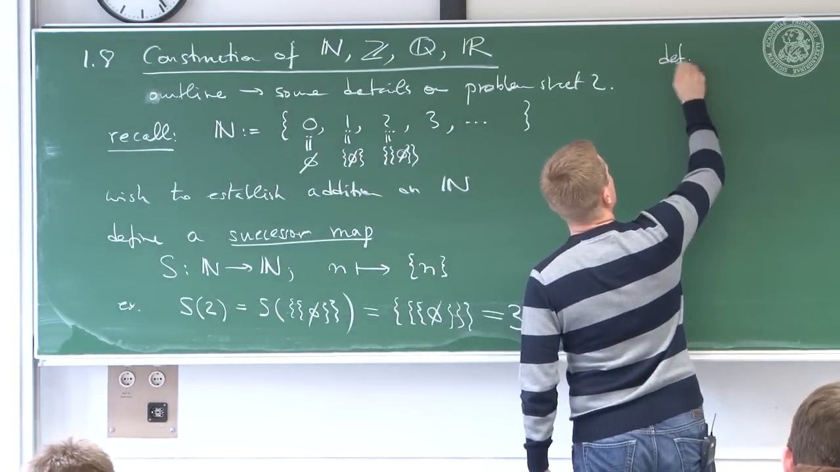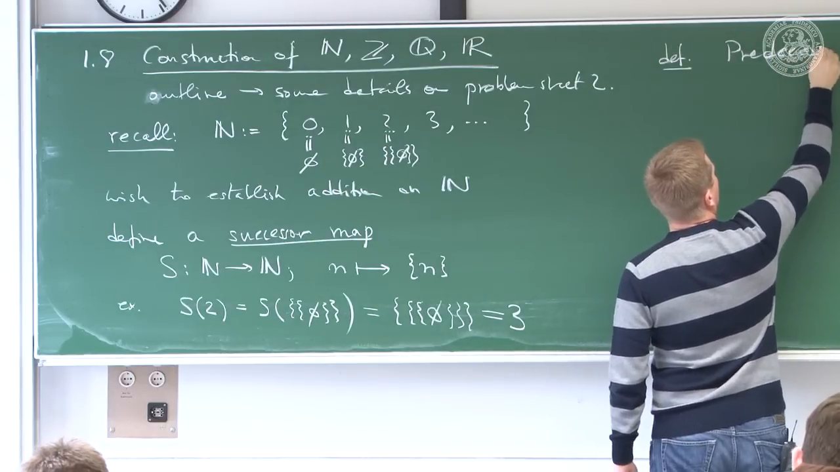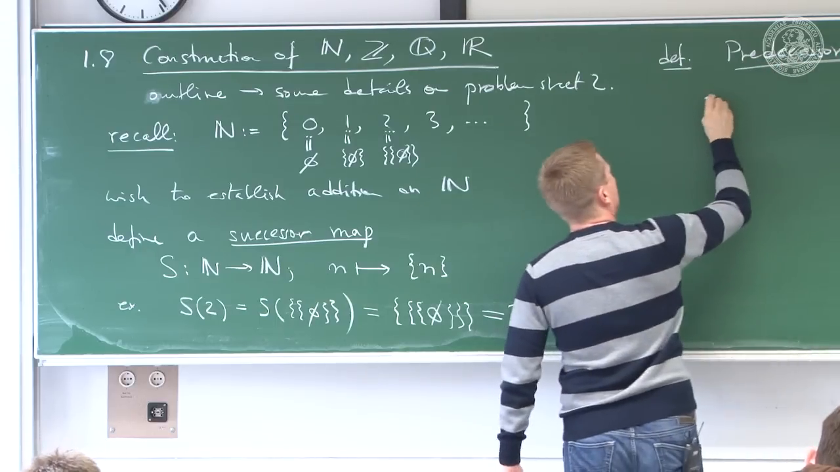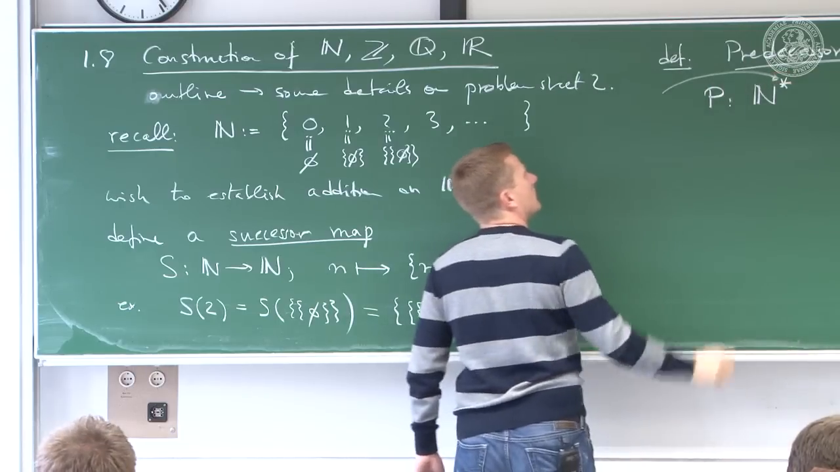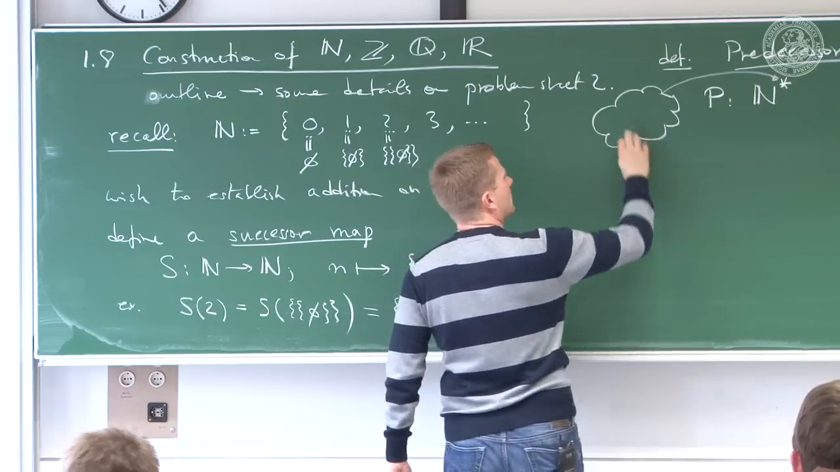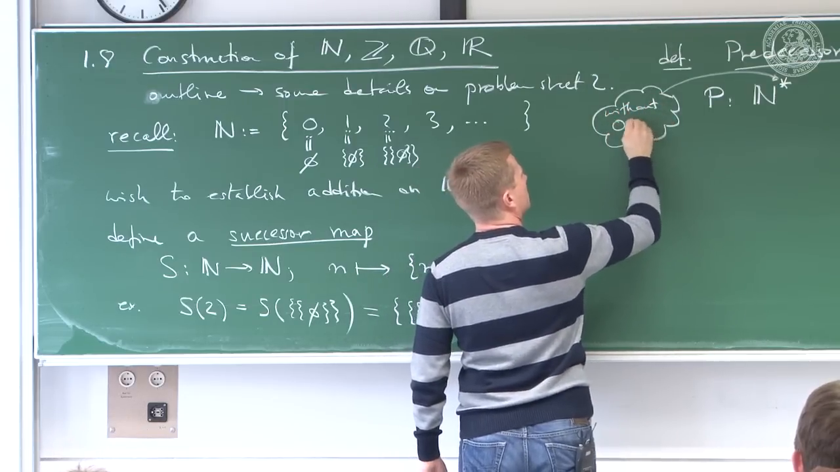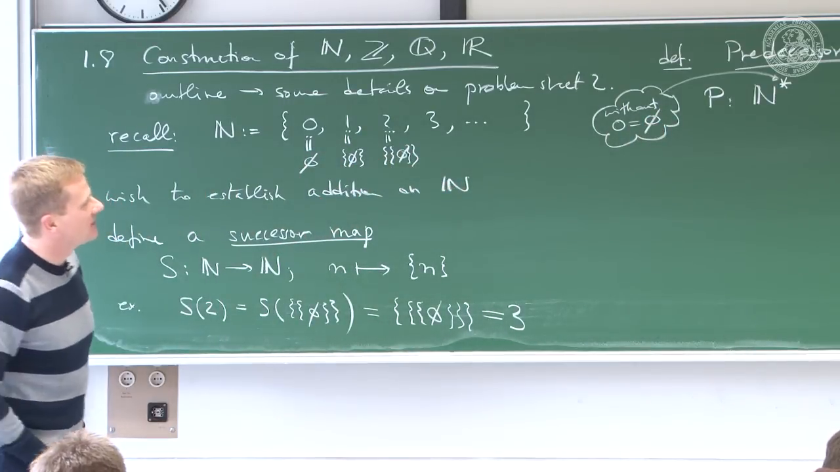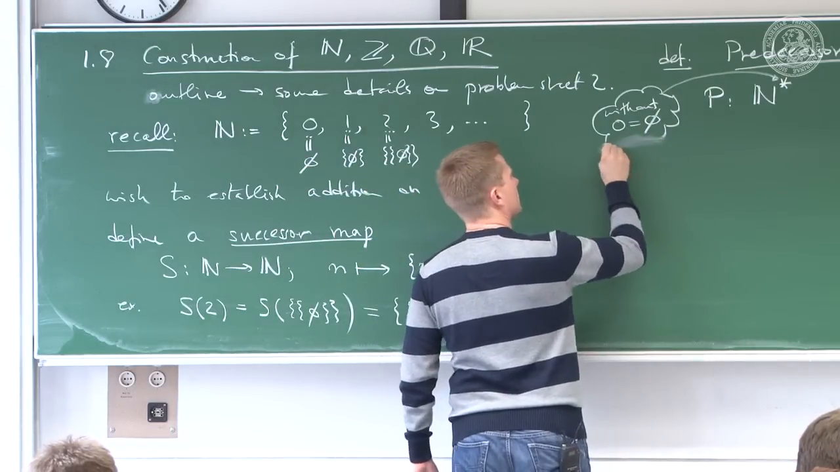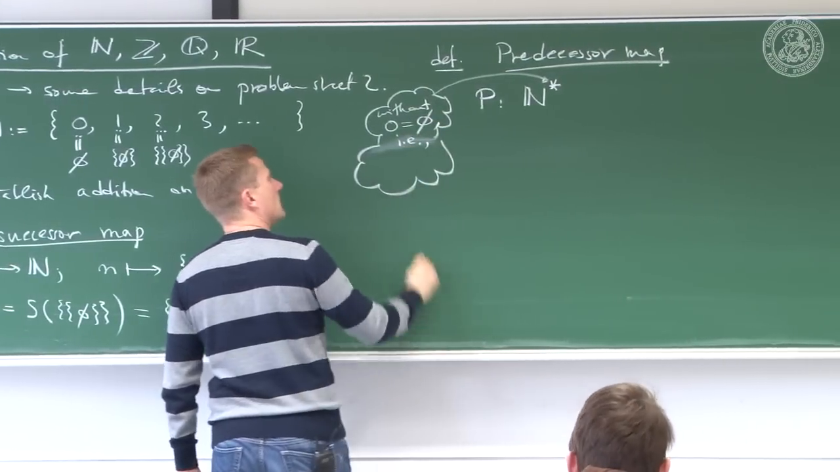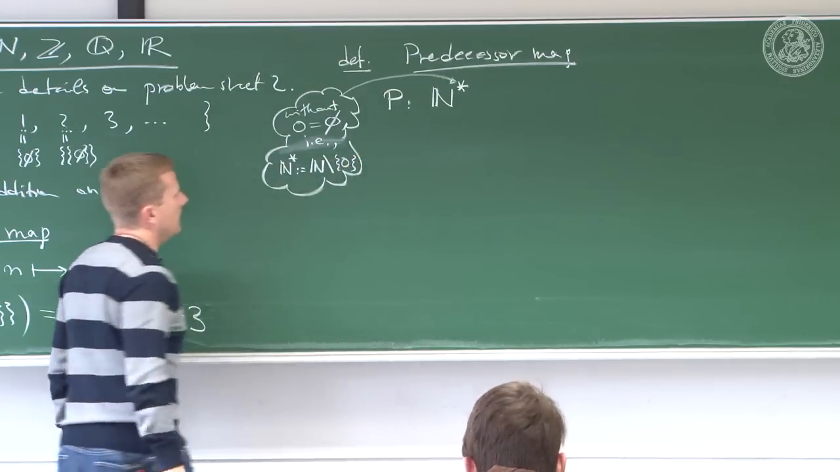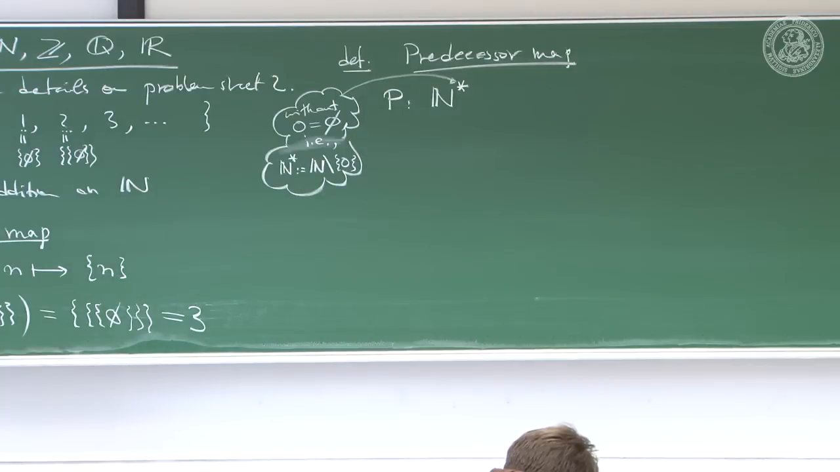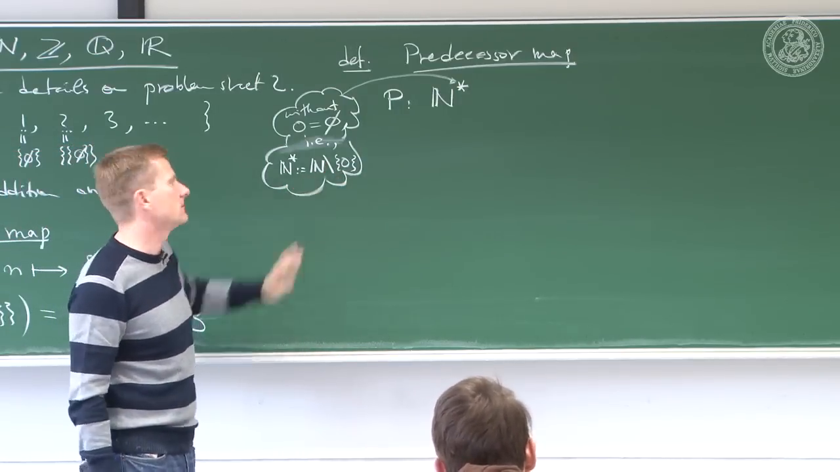Now, in order to make progress, we also need to define the predecessor map. This map is P, and it is only defined on N star. Star means without the 0, which is the empty set. Take this one out. If you want to be set theoretically precise, N star is defined as N without this guy, using this complement symbol. Did we define it in the lectures? I think we did. Yes. Otherwise, it's on the problem sheet.